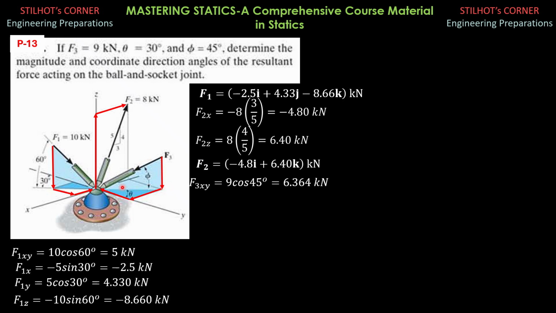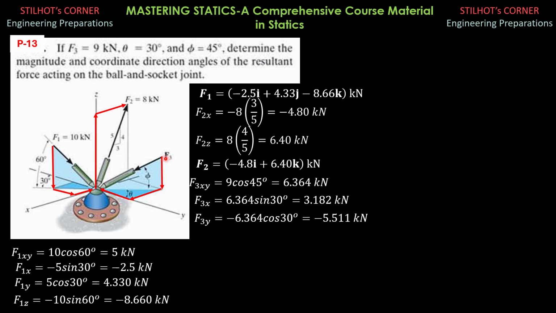F3x is this component, so it is the hypotenuse, which is 6.364, and it is opposite of theta, which is 30 degrees. So it is positive 6.364 sine of 30 degrees, sine of theta, and that is 3.182 kilonewtons. F3y is going in that direction, opposite to y. So that's negative, adjacent to theta, adjacent to 30. So it is negative hypotenuse, which is 6.364 cosine of 30 degrees, and that is equal to negative 5.511 kilonewtons.